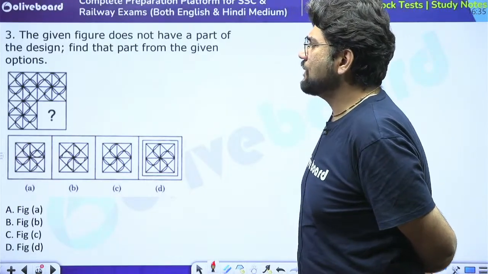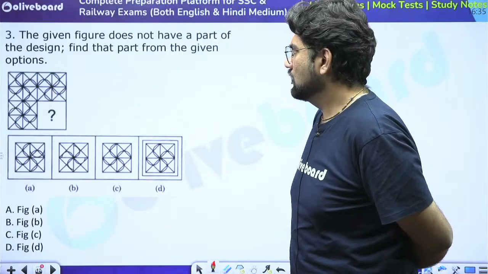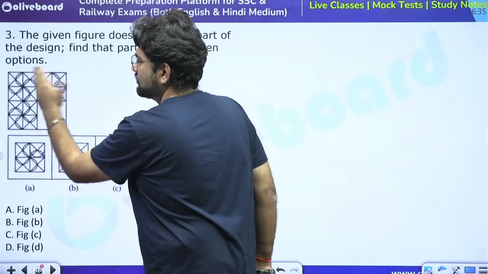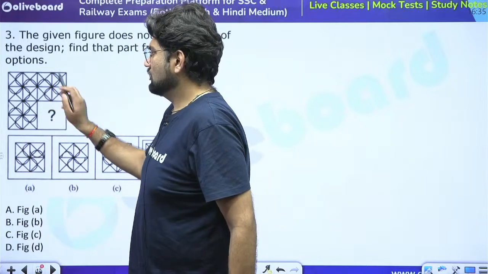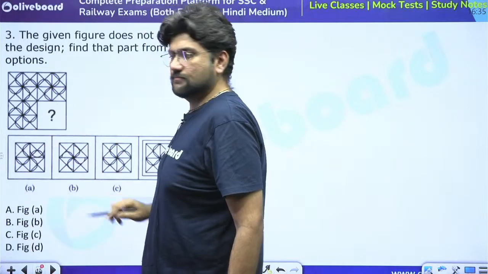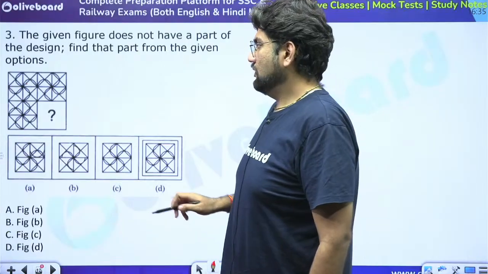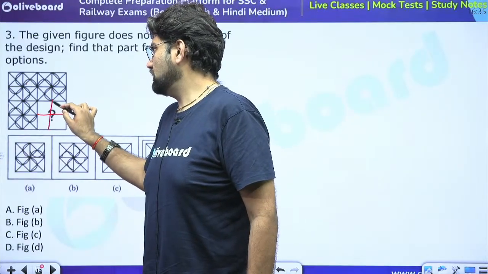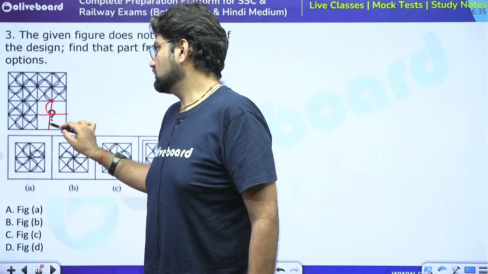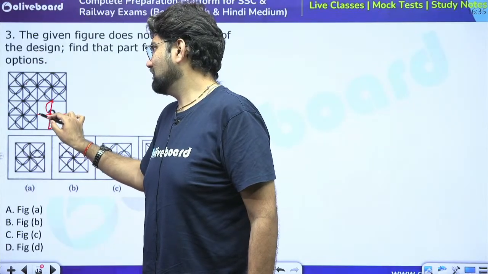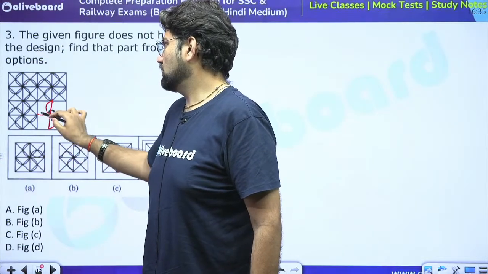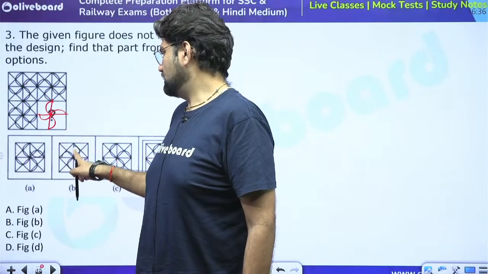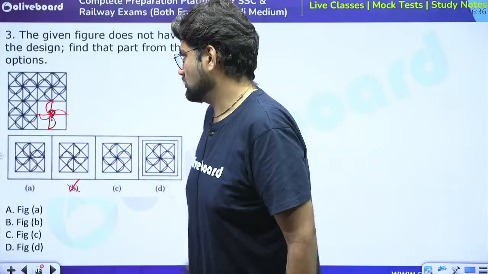So this is just a simple pattern completion question. If you observe it clearly, what is happening is here, this is being flipped, the mirror image is being taken. So here also we'll have the mirror image. Agreed? If here you'll have the mirror image, this will look something like this. This will be here, this will be here. If you observe, this is not the case. Option B is definitely not possible.